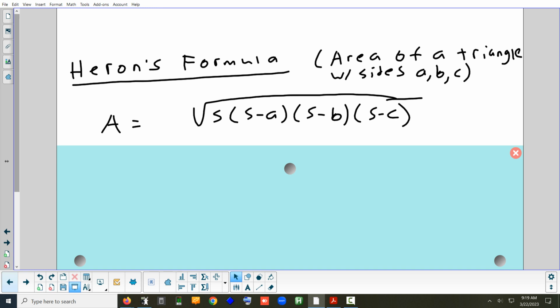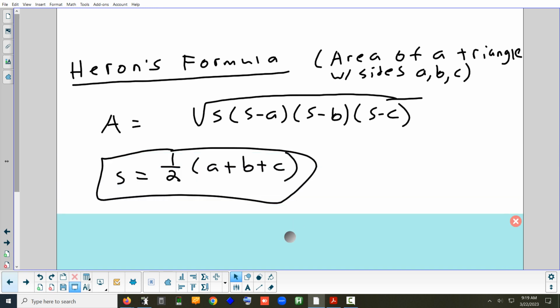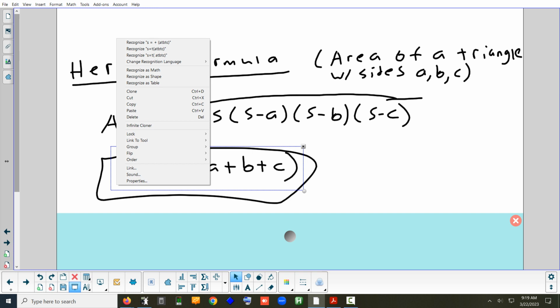Well, we know what A, B, and C are. Those are the sides. What do you call it if you add up all the sides in a shape? Perimeter. So if you take all the sides in a shape, add them up, and take half of it, that's called the semi-perimeter. So that's what S stands for. It's called the semi-perimeter.